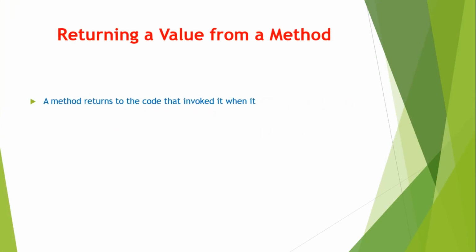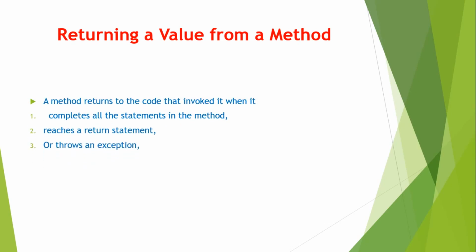A method returns to the code that invoked it when it completes all the statements in the method, reaches a return statement, and/or throws an exception. Whichever occurs first, it returns to the code.